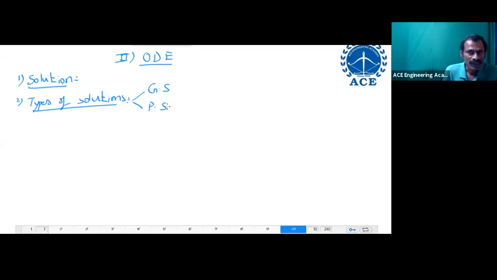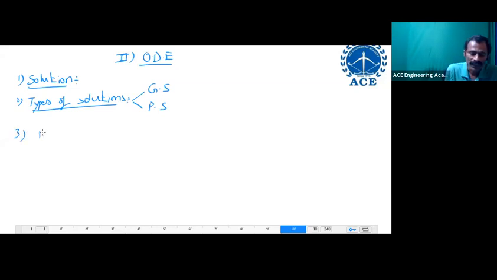What is the condition for a general solution? In any solution, if the number of arbitrary constants or parameters is equal to the order of the differential equation, only then is such a solution a general solution. Otherwise, that solution is not a general solution. Next, the other type is the particular solution. From the general solution, we can get infinitely many solutions for particular values of arbitrary constants or parameters. If you write any solution from the general solution for particular values, such a solution is called a particular solution.